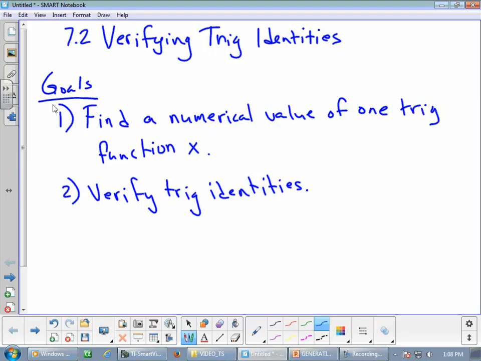Finding a numerical value of one trig function of x is a lot like the simplifying that we did in the last section. In fact, simplifying would probably better fit in this section than in the last one. And verifying is also a lot like simplifying, except you know when you're done. You don't have to wonder, can I simplify that any farther? Which is why I like verifying better than simplifying. So we know when we're done. All right. Anyway, let's start with this.